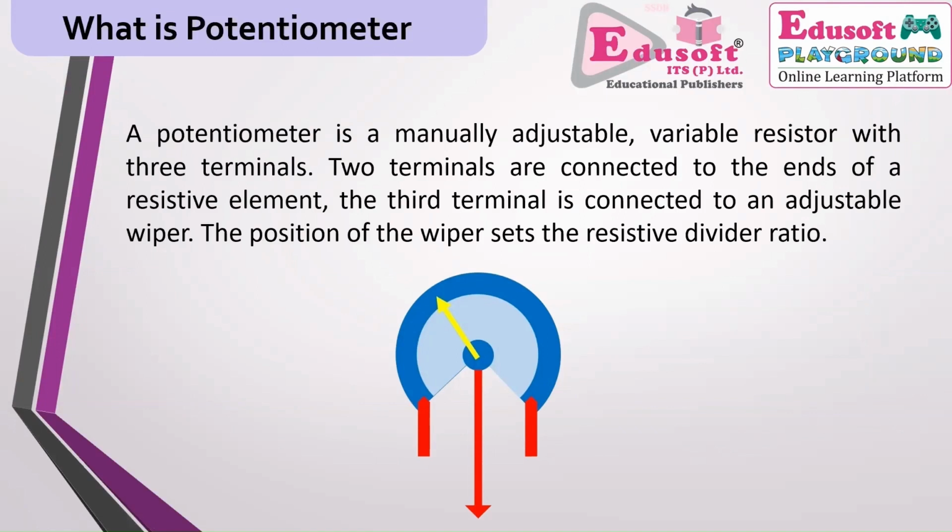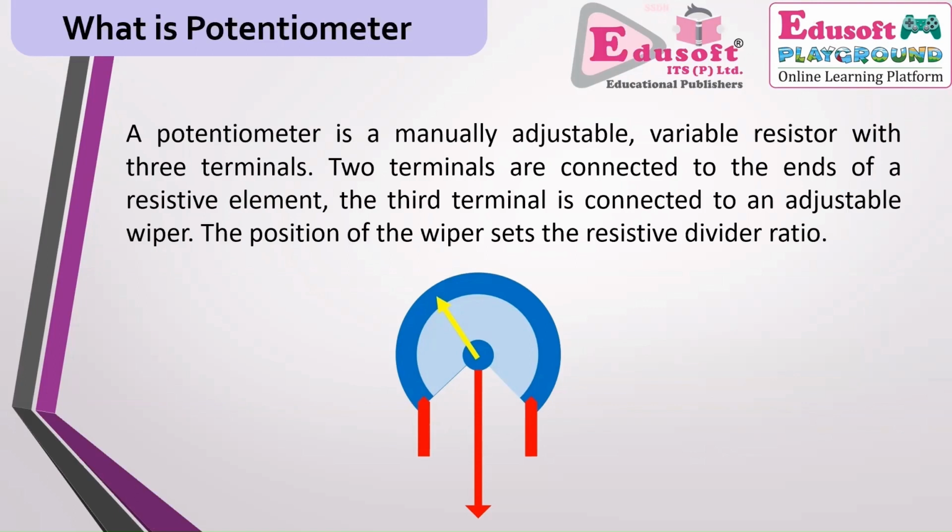Today we are going to discuss what a potentiometer is. A potentiometer is a manually adjustable variable resistor with three terminals. So we can say that a potentiometer is designed to be adjusted manually, typically by a knob or a moving slider. With the help of this slider or knob, we can rotate it and adjust the resistance value.